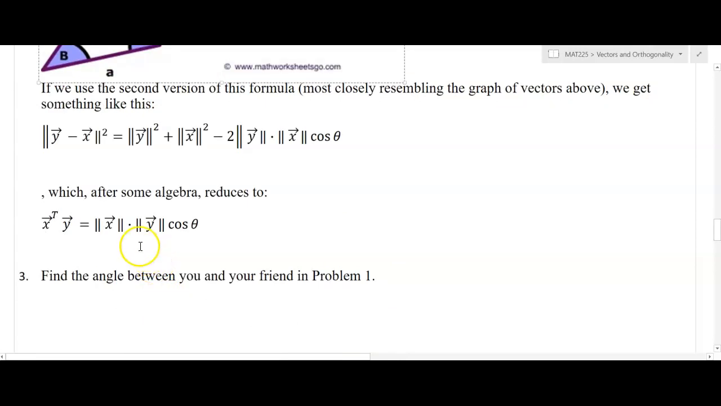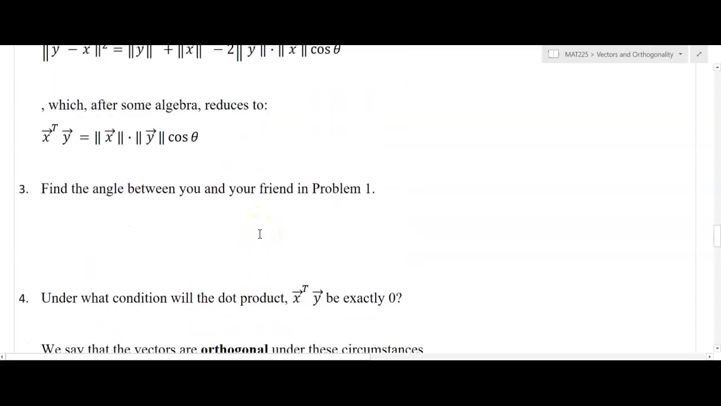Now we're not going to go through this algebra here. Check out the ebook on orthogonality if you want to see the derivation of this. But in the interest of time, this is what we often refer to as the law of cosines for vectors. And after some algebra, you can reduce it to x transpose y equals the length of x times the length of y times cosine theta.